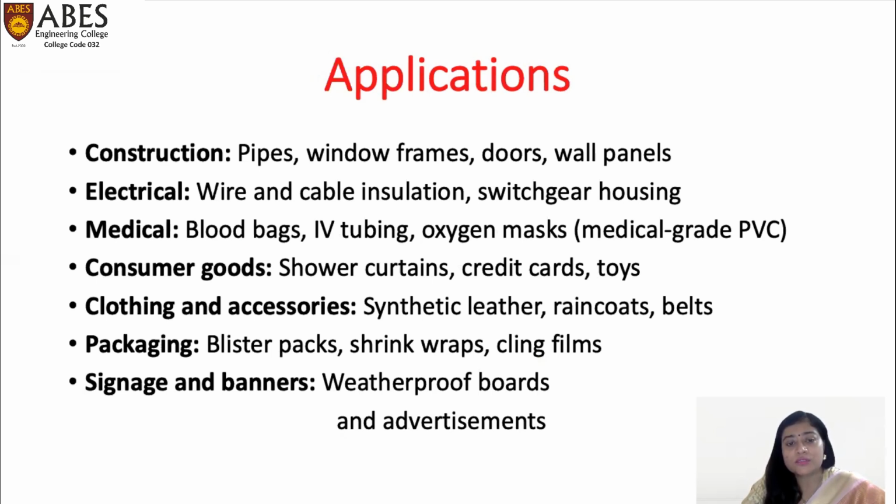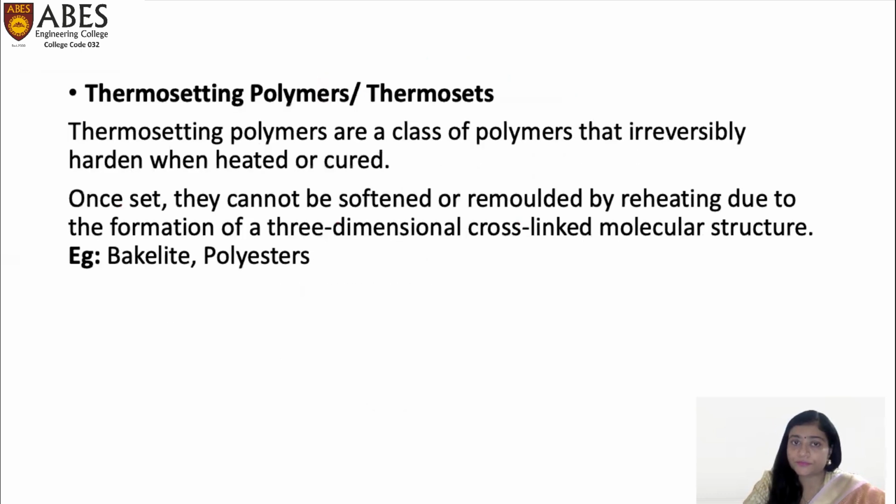As consumer goods like shower curtains, credit cards, and toys, we use PVC. PVC is also used in clothing and accessories, synthetic leather, and raincoat belts. They're used in packaging of blister packs, shrink wraps, and cling films, and signage and banners, weatherproof boards, and advertisements.